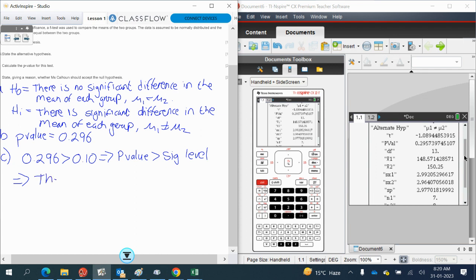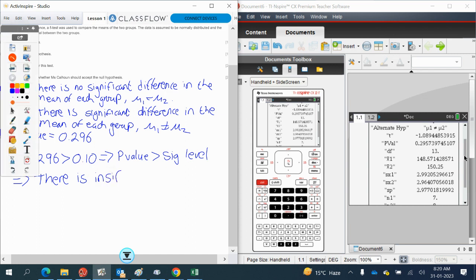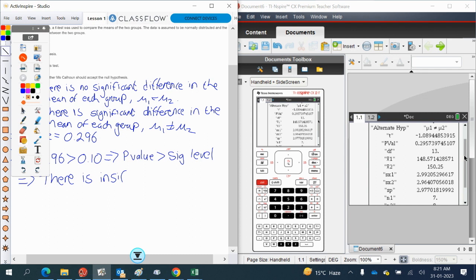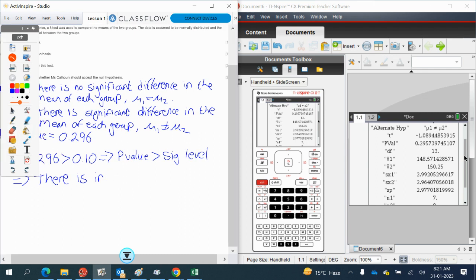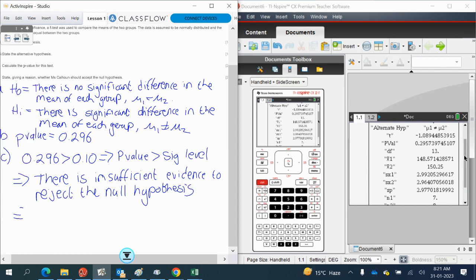So in this case, there is insufficient evidence to reject the null hypothesis. That means there is no significant difference in the mean of each group.